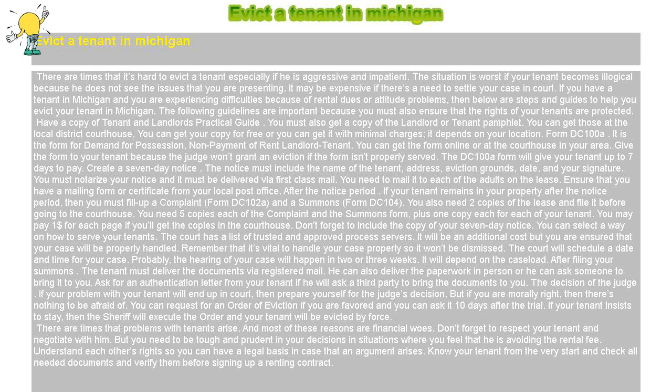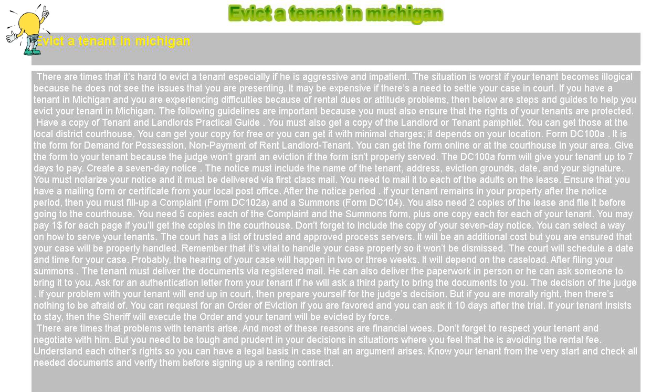There are times that problems with tenants arise. And most of these reasons are financial woes. Don't forget to respect your tenant and negotiate with him. But you need to be tough and prudent in your decisions in situations where you feel that he is avoiding the rental fee.